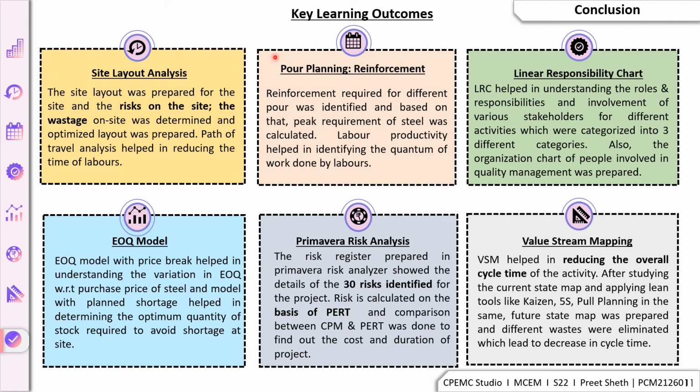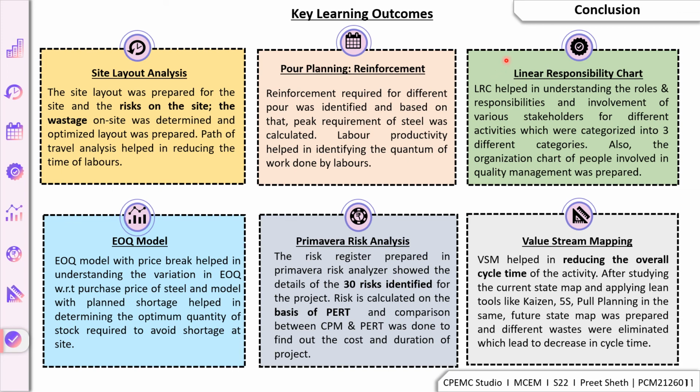In pour planning for reinforcement, first of all, the reinforcement required for different pours for tower B was identified, and based upon that, the peak requirement of steel was calculated, and the area required to store the peak requirement of steel was calculated. Also the labor productivity was calculated, which helped in identifying the quantum of work done by laborers on the site.